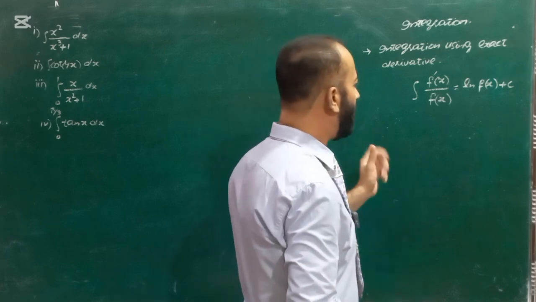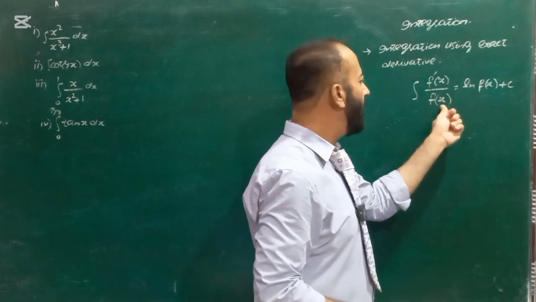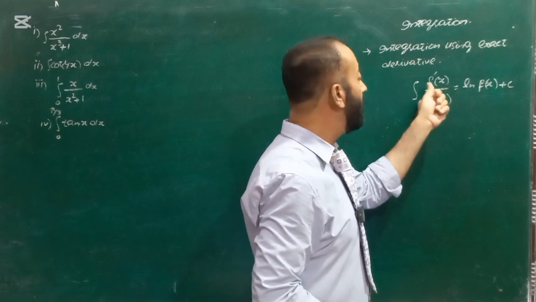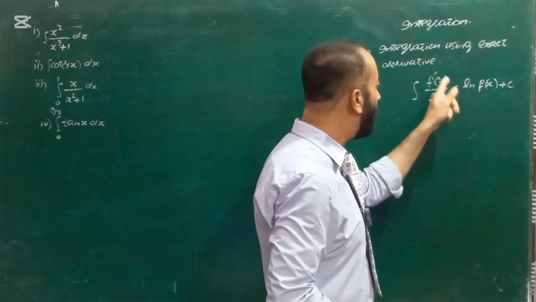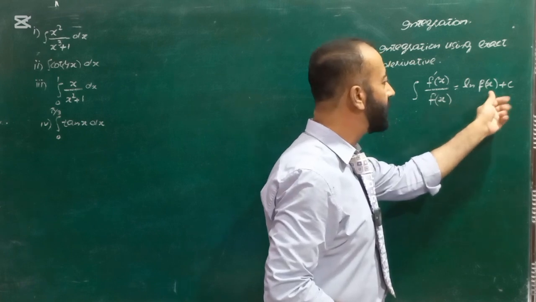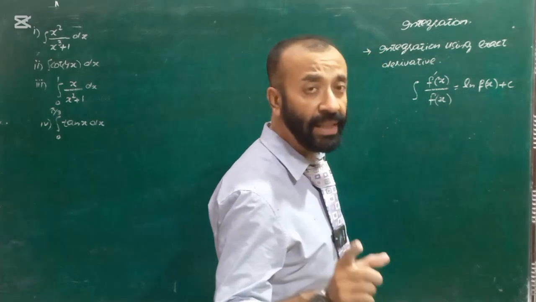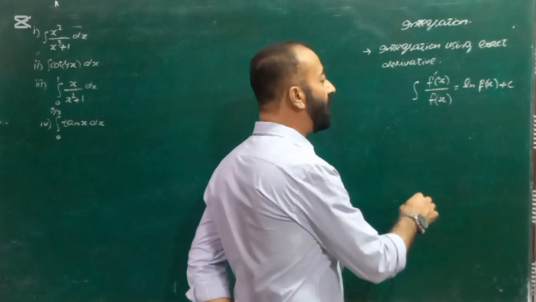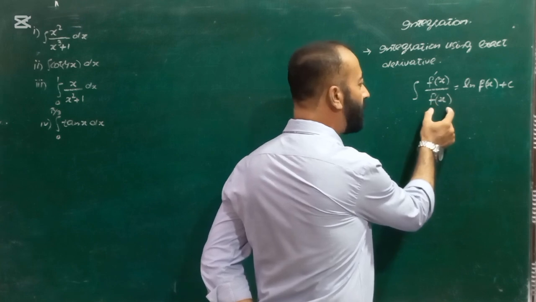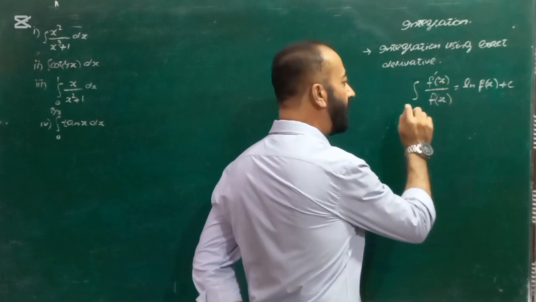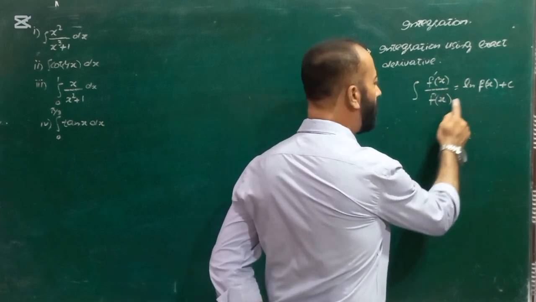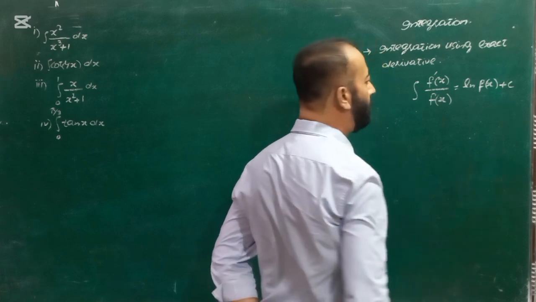A function will be given in the denominator, and if the differential of the function is given in the numerator, then the integral of this full form will be natural log of denominator, that is ln f(x), plus c will be placed. So listen again, this is very important. This is a form in which a function will be given in the denominator, and if the differential of this function is given in the numerator, then the answer of the integral of this full function will be natural log of the denominator, plus c.